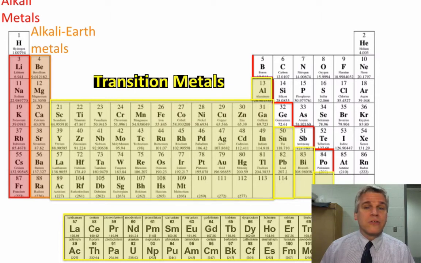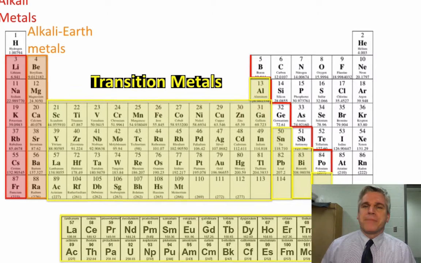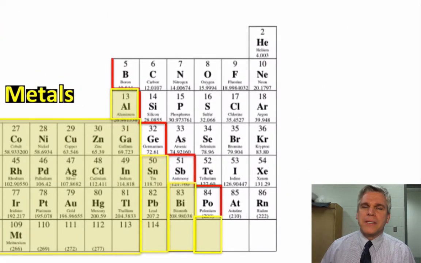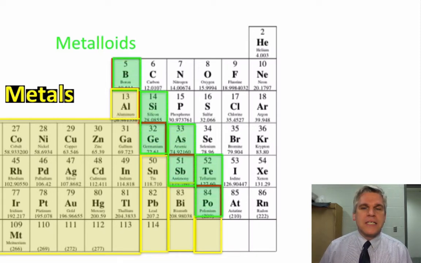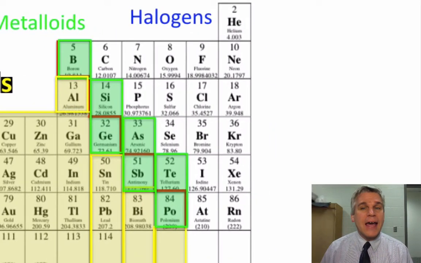Now remember, everything to the left of that staircase is a type of metal, but some of the elements that border that staircase, sometimes they have some metallic properties, sometimes they have properties of the non-metals. Those are referred to as metalloids, and we're going to color those in green. So you can see that just about every element that touches that staircase is a metalloid except for aluminum. That's definitely a metal.